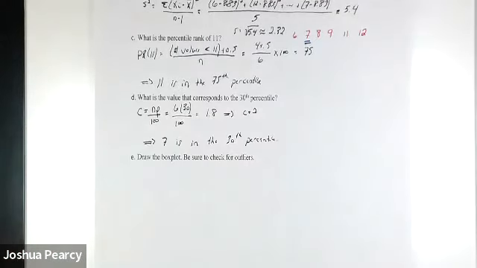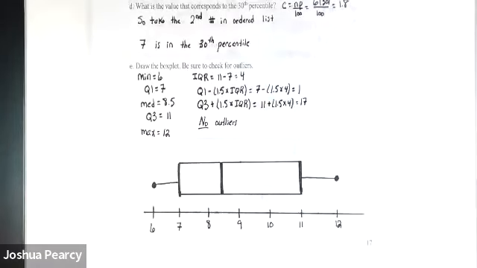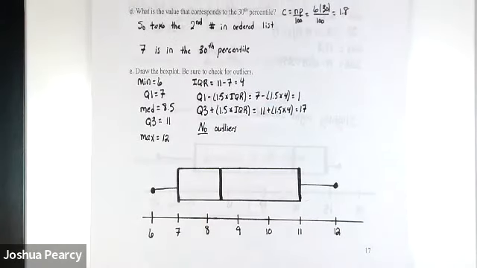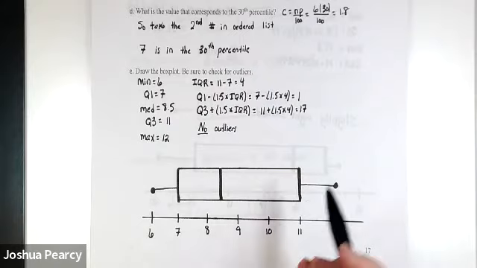And then the final one, which is where most of you got stumped. If you use your calculator, you wouldn't have gotten stumped, but if you use the formula I gave you, it kind of stumps you. So I'm just going to show you what it is. Draw the box plot, and be sure to check for outliers. What I did was I first found the 5-number summary.